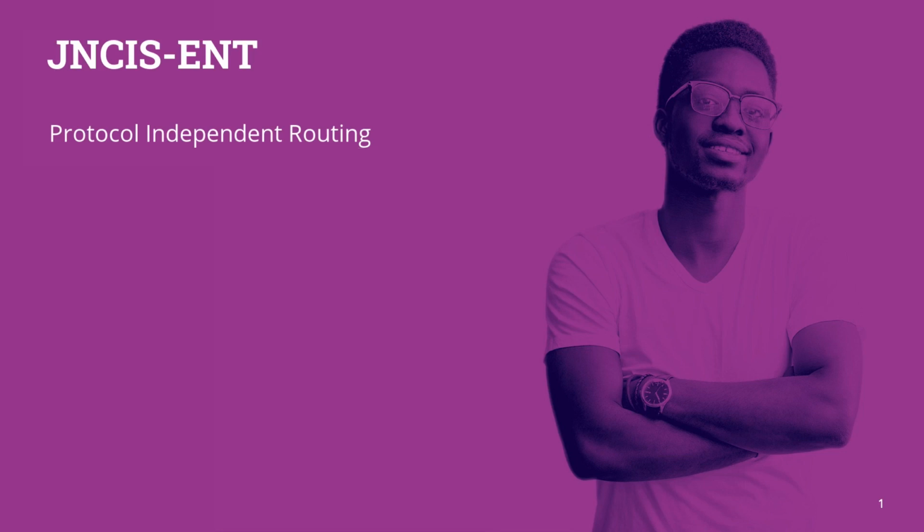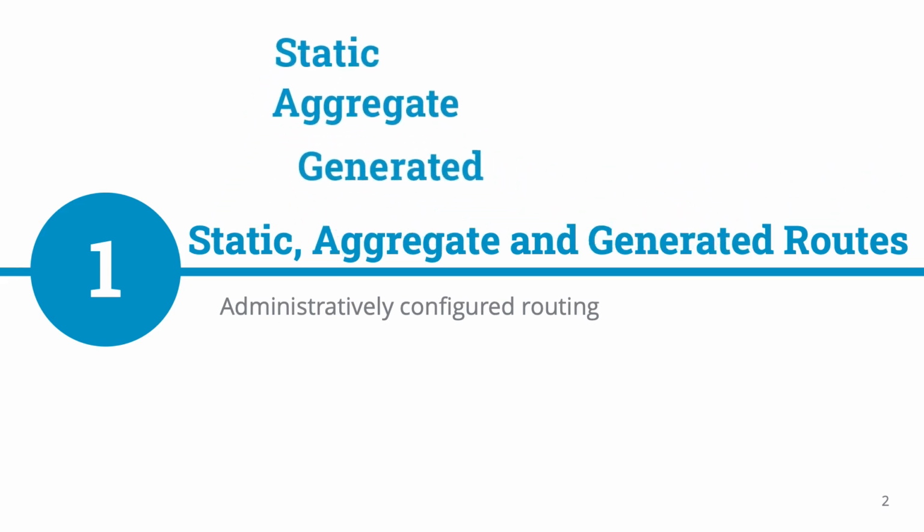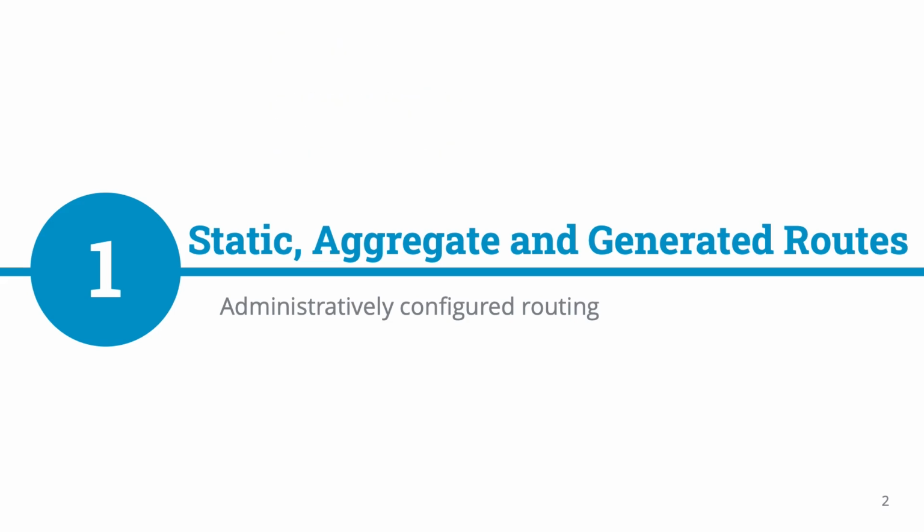In this section of the course, we're reviewing protocol-independent routing, where we will review Junos routing features independent of dynamic protocols. In this lesson, we'll be covering the theory and configuration of static, aggregate, and generated routes in Junos. All three of these route types are administratively configured routes, though each of them fulfills a different purpose and use case. Let's start off by reviewing one you've probably seen before: static routes.